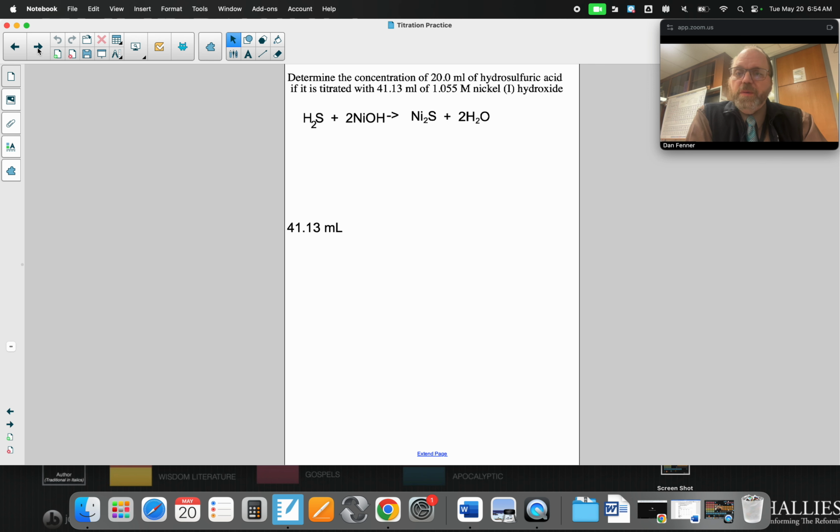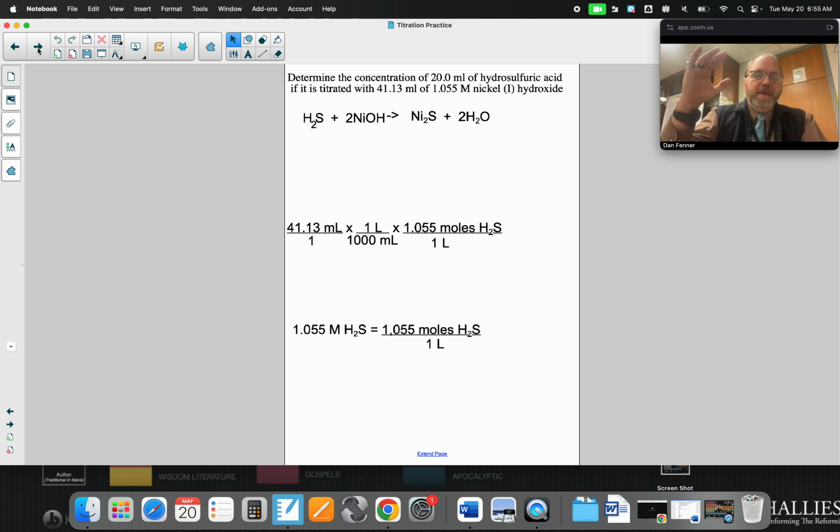We know we have 41.13 milliliters. Now I don't want milliliters, I want liters. So 1 liter is 1,000 milliliters. Now the reason we put in liters is because we know the concentration. Molarity is moles over liters. So we're just going to slide that right up there and make it liters, crossing out and getting in moles. Use that as a unit converter to get me into moles of H2S.